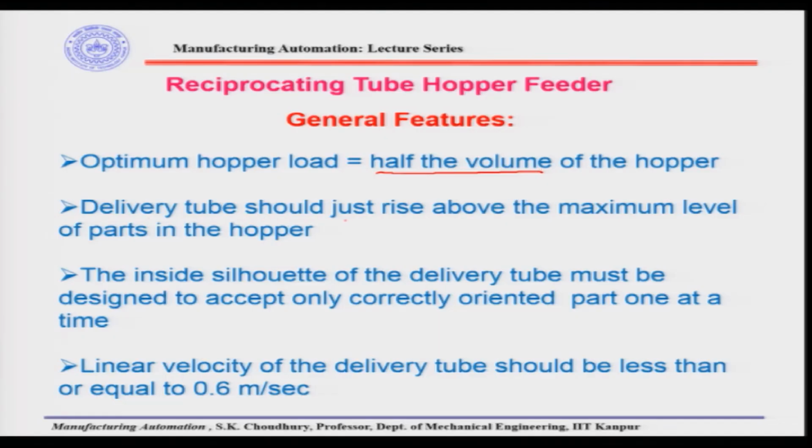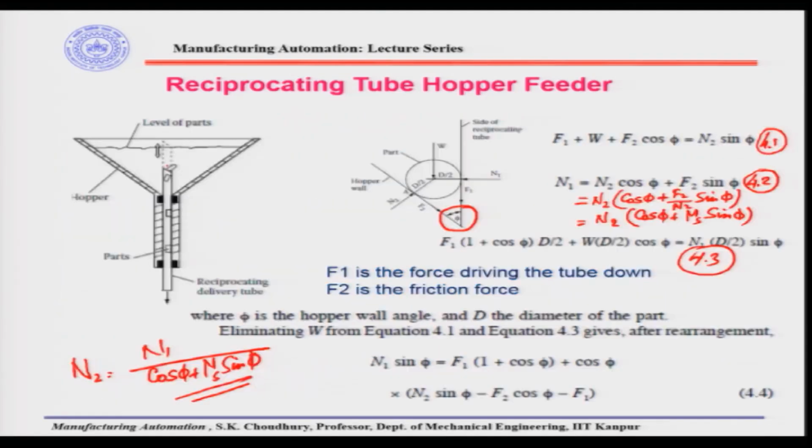The delivery tube should just rise above the maximum level of parts in the hopper. What does it mean? So that the parts can come inside the delivery tube, it is enough for the reciprocating tube to come just above that level. It is not necessary to go beyond that, because it is redundant, and the more we move, the more energy and power we spend.